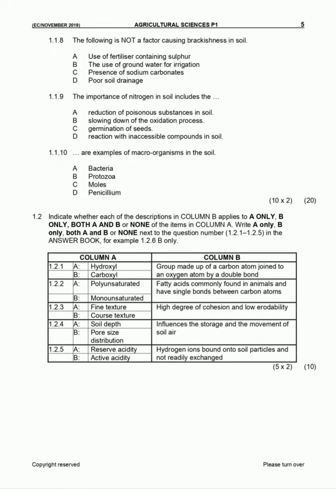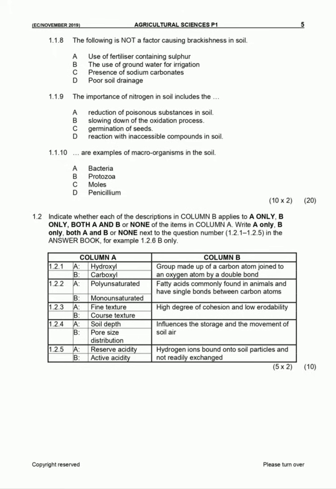1.1.9, the importance of nitrogen in the soil includes: A, reduction of poisonous substances in the soil, B, slowing down of oxidation process, C, germination of seeds, and D, reaction with inaccessible compounds in the soil. So write the correct answer on your answer sheet, then let me know.